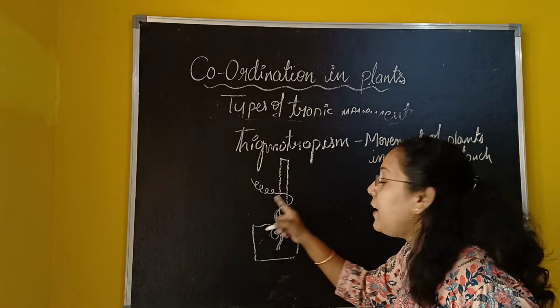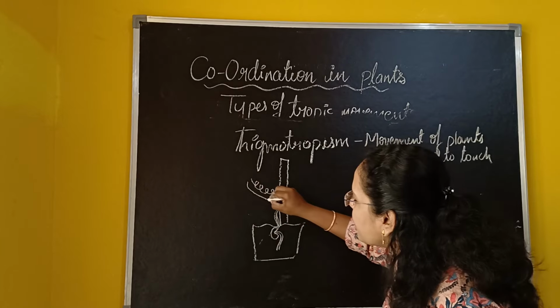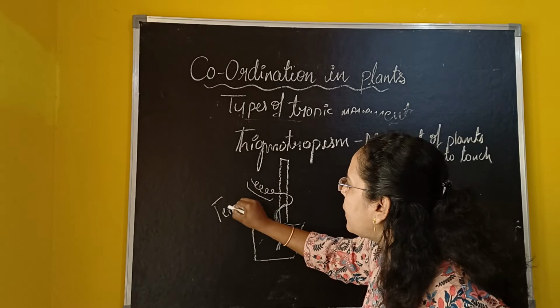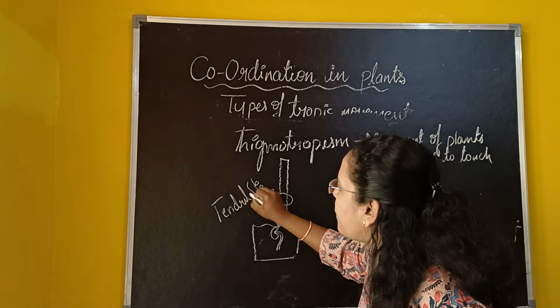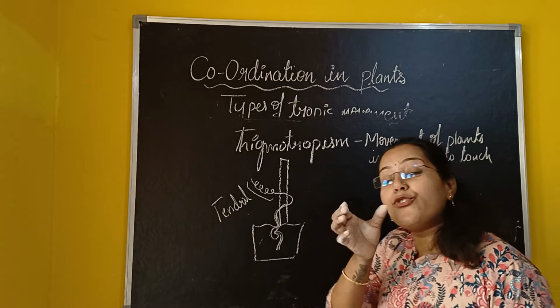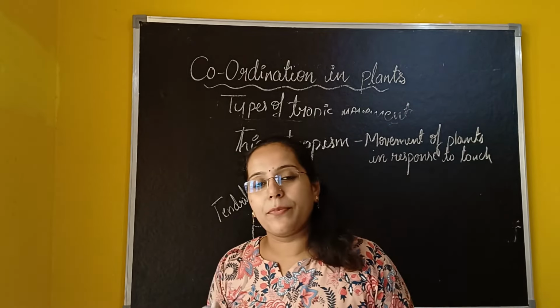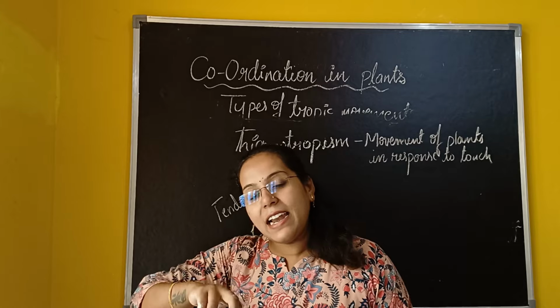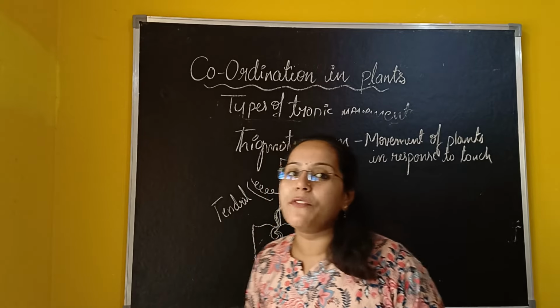What is this part called as? This part is called as tendril. So what is tendril? Tendril is the soft and green part of the plant.